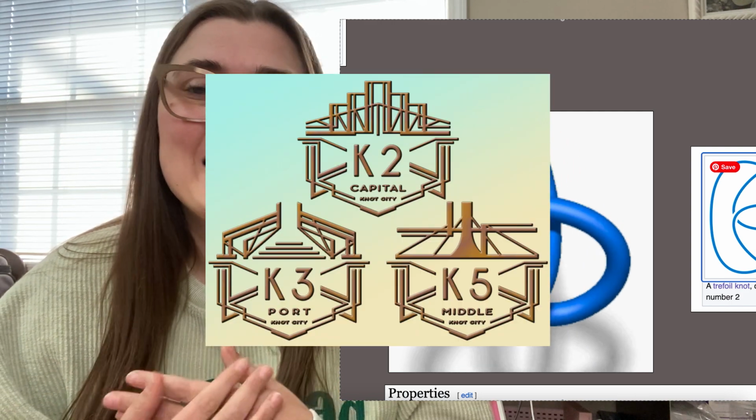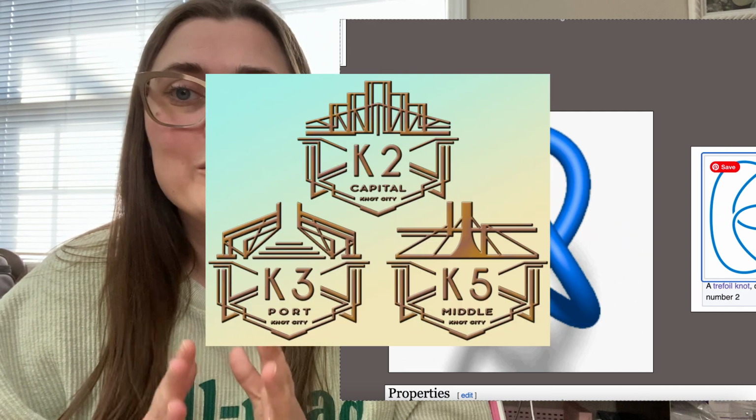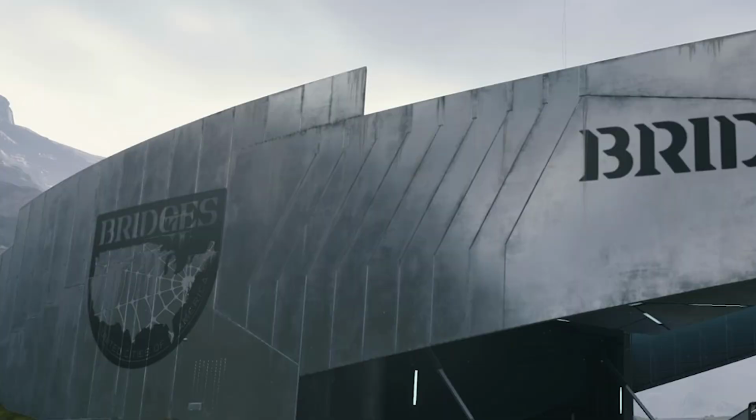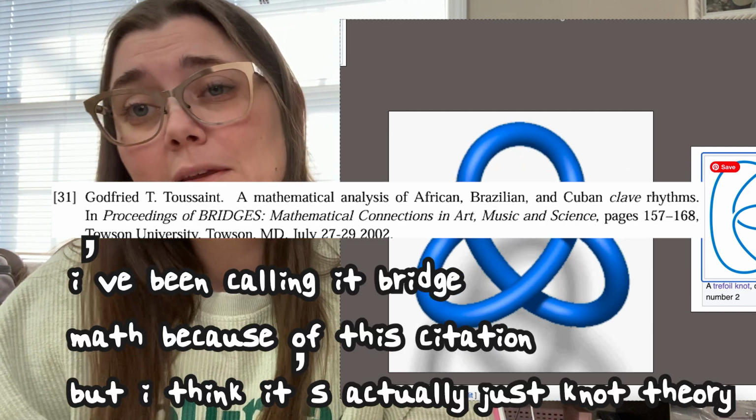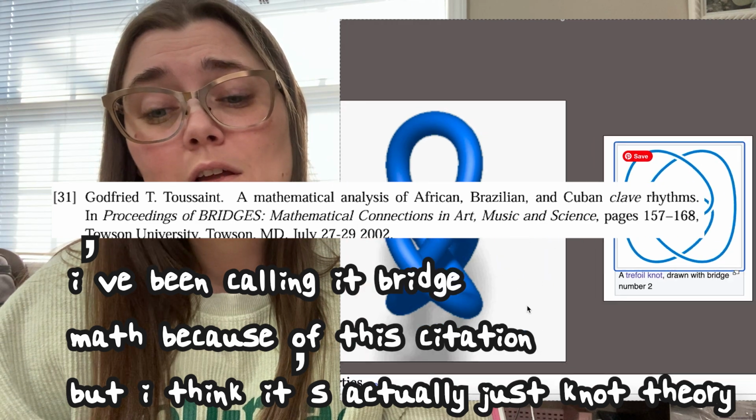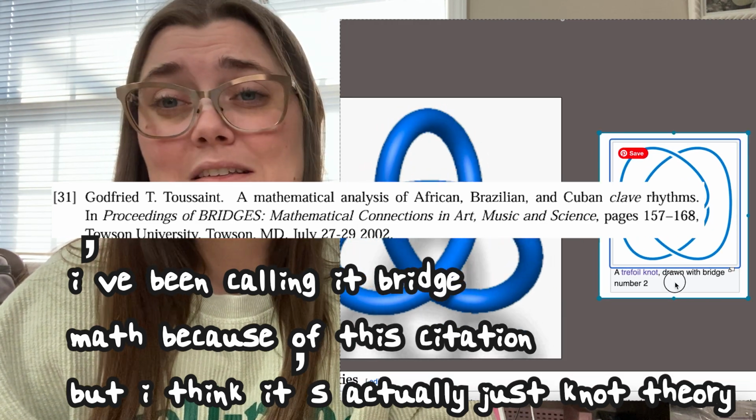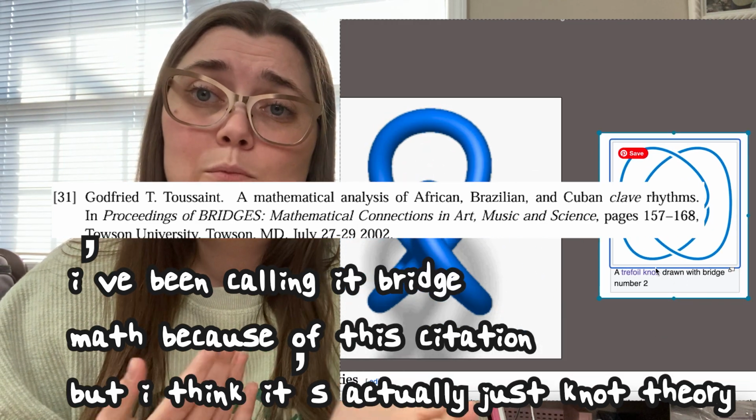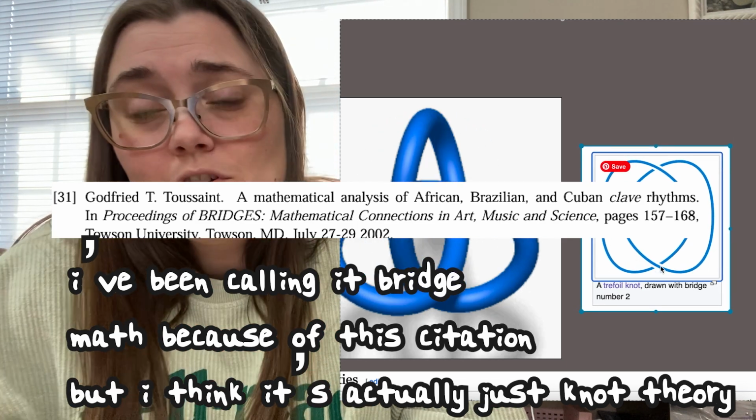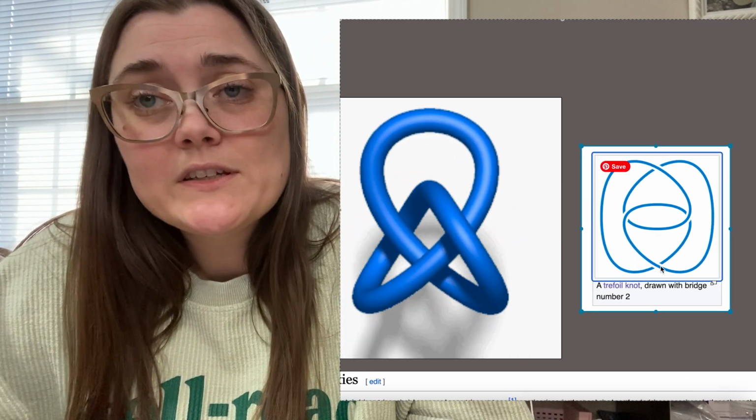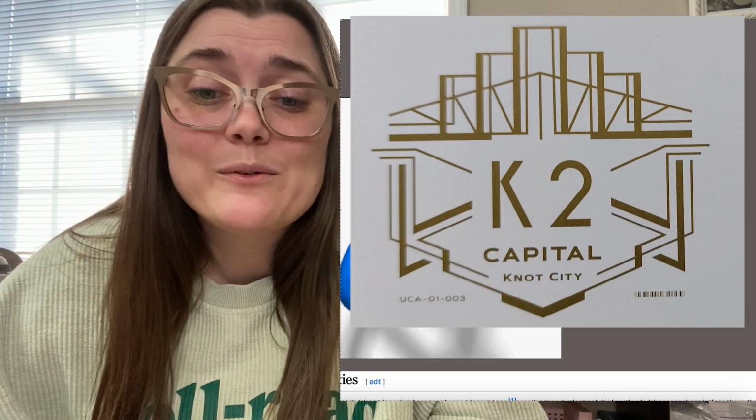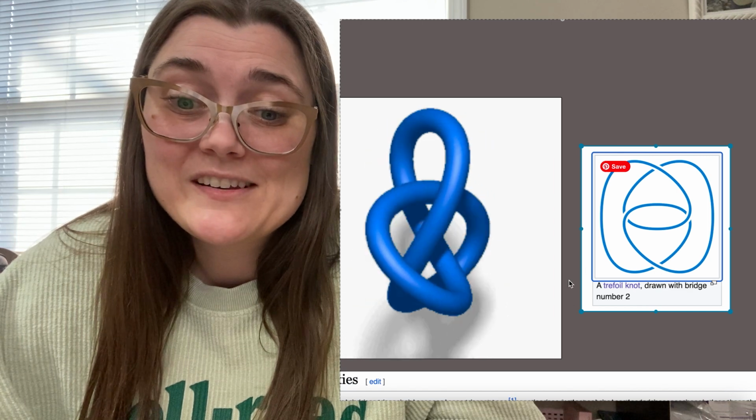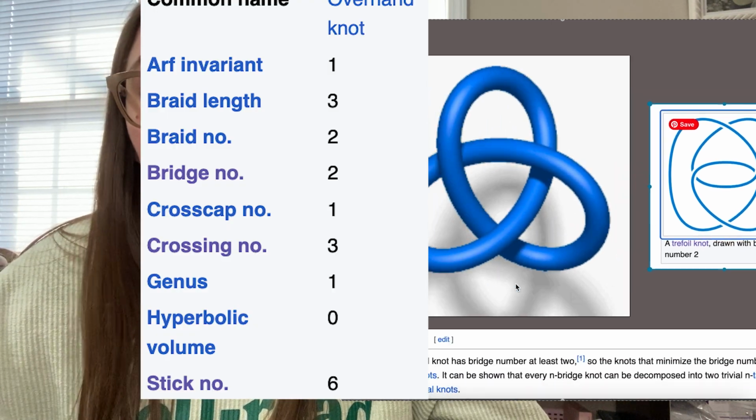This is where I feel like everything started to really click. Bridge numbers, bridges, bridge math. We talked earlier about harmonic oscillators and the BBs and how music might be involved. Bridge math is the basis for arts and music, rhythm, things like that. The bridge numbers are the crossings that have to do with knots. And to relate this to the knot cities, we actually have to talk about string theory first. This trefoil knot is drawn with bridge number 2.